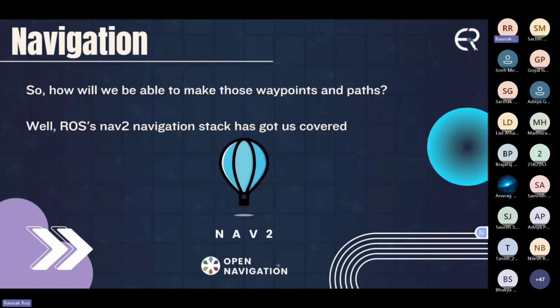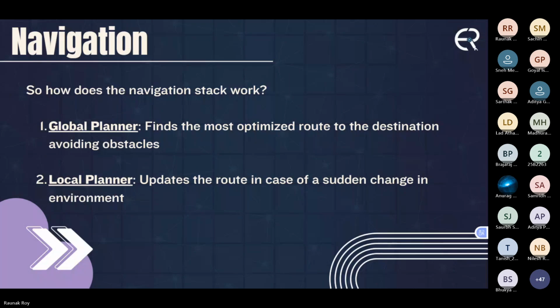So, how will we make these paths? Well, for that, ROS's nav2 stack has got us covered. It is highly modular and allows us to sequence different recovery, planning, and control plugins. nav2 stack sets the path planning to two domains. The first is the global planner, which utilizes search algorithms like A star or RRT star across the map to find the shortest path to the goal.